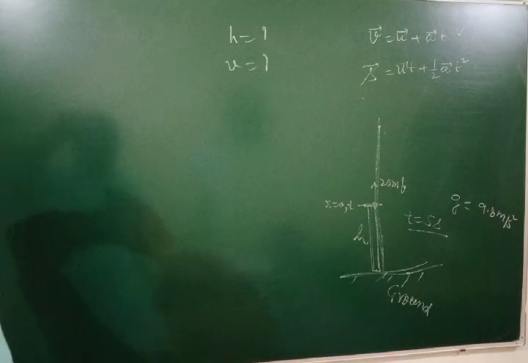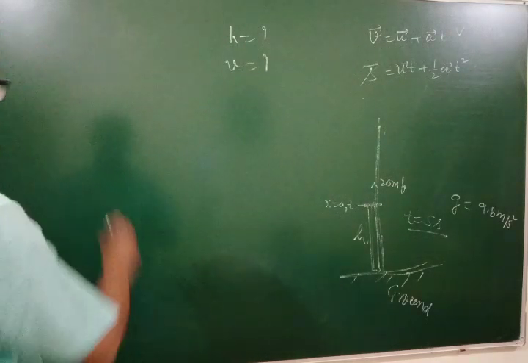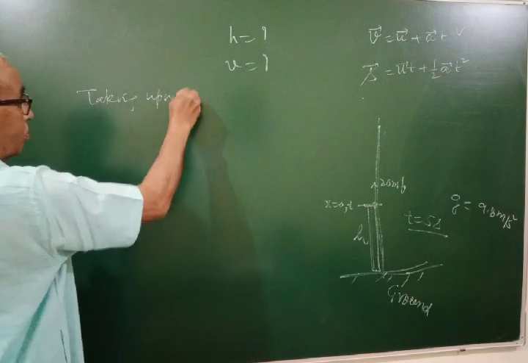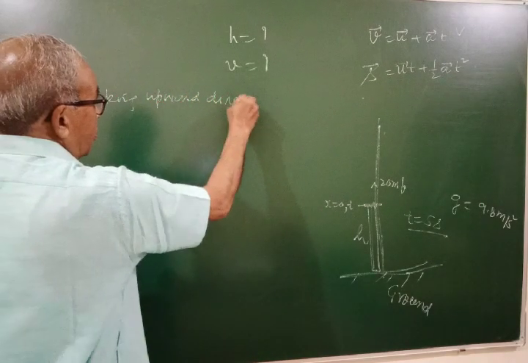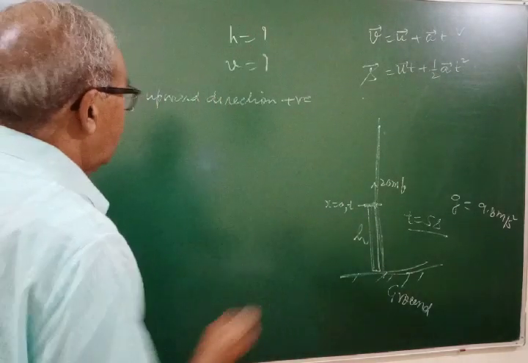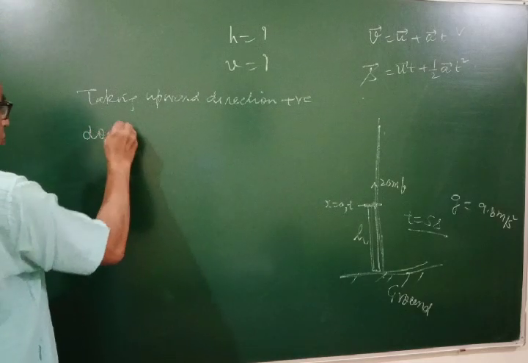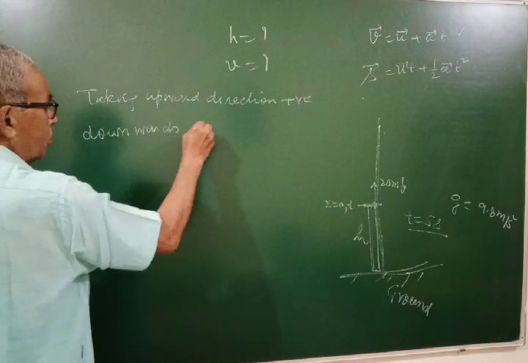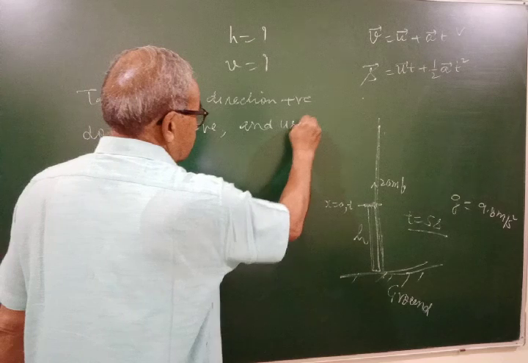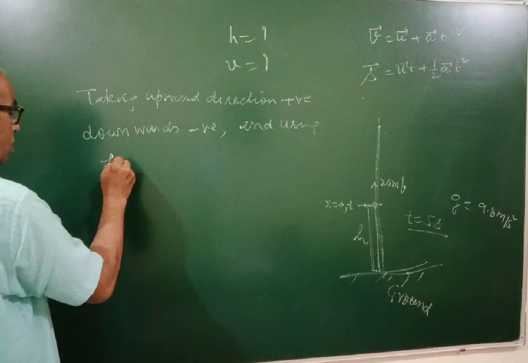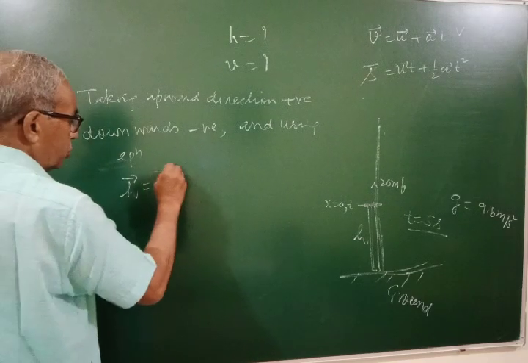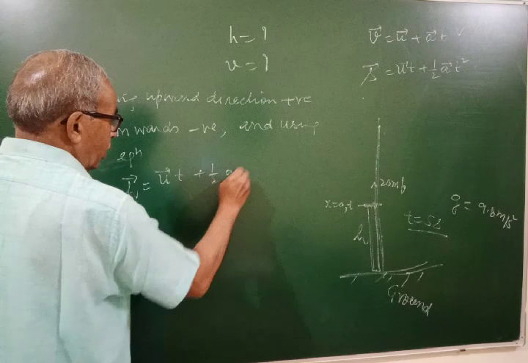So in this case, taking the upward direction positive, you can take negative, that is your choice, and then downward negative, and using the equation vector h equal to ut plus half at square.